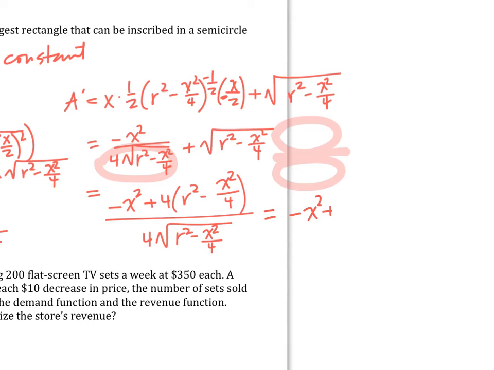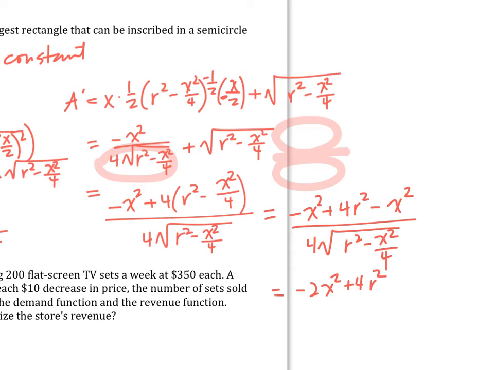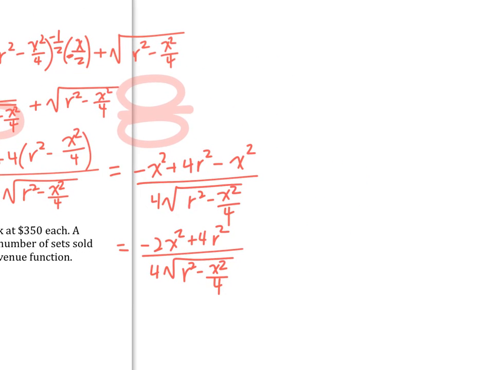Negative x squared plus 4r squared minus x squared all over 4 square root r squared minus x squared over 4. That is negative 2x squared plus 4r squared all over 4 square root r squared minus x squared over 4. All right. Now we do what? Make it equal to 0, top and bottom, and then do your sign chart, figure out what r makes it maximum. All right, make it equal to 0.